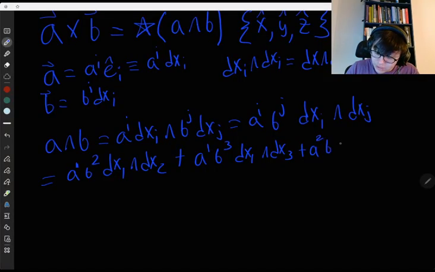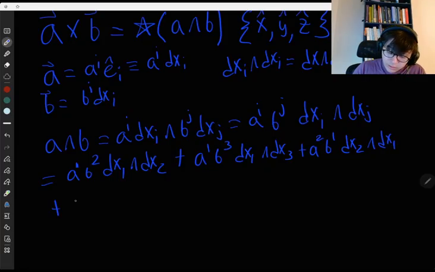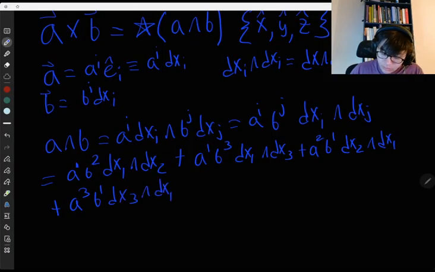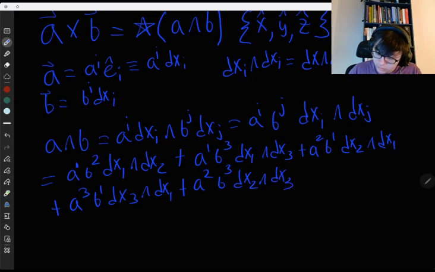A2, B1, because we could do that, dx2 wedge dx1 plus A3, B1, because I can write that, dx3 wedge dx1 plus A2, B3, let me write that a little bit better for you, dx2 wedge dx3 plus A3, B2, dx3 wedge dx2.